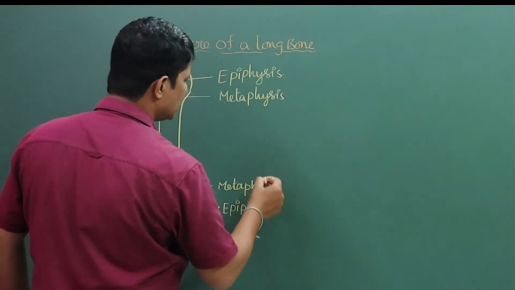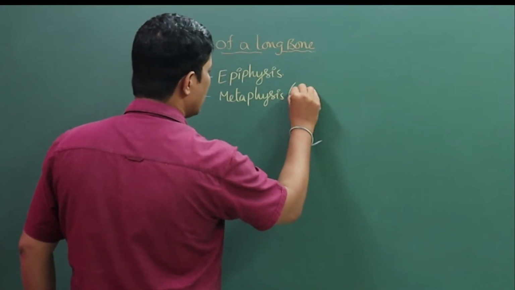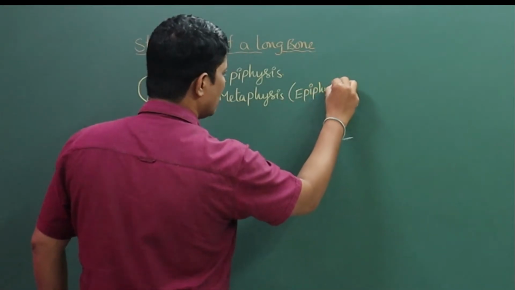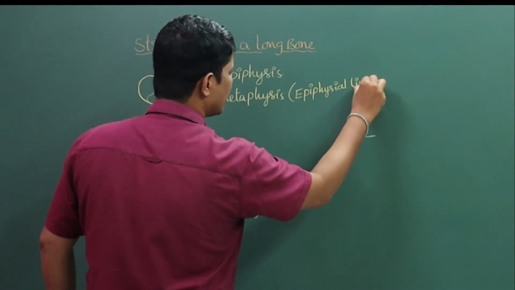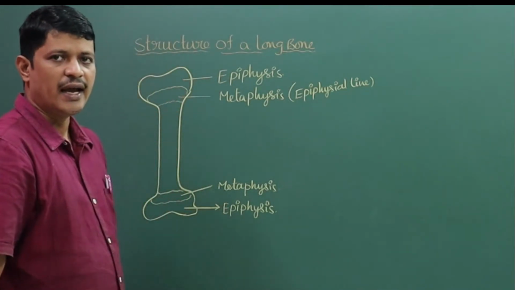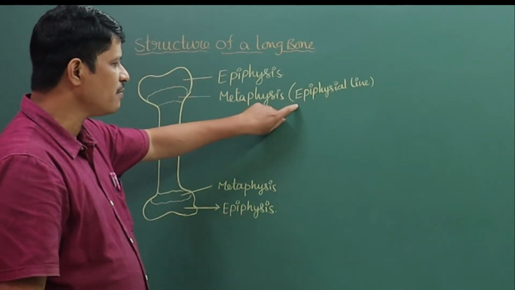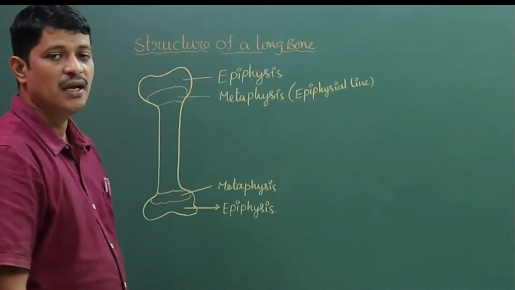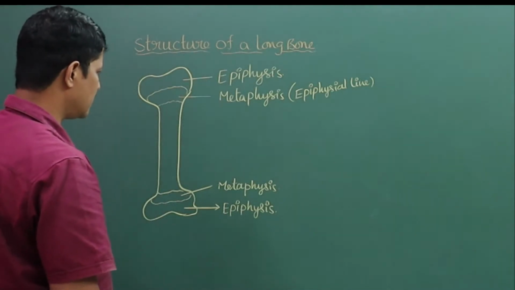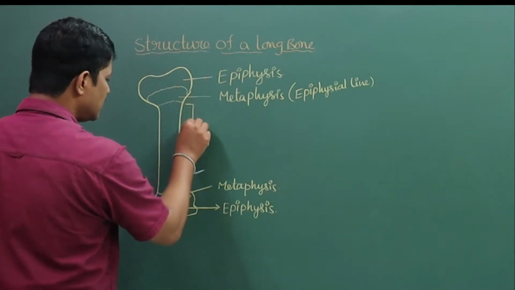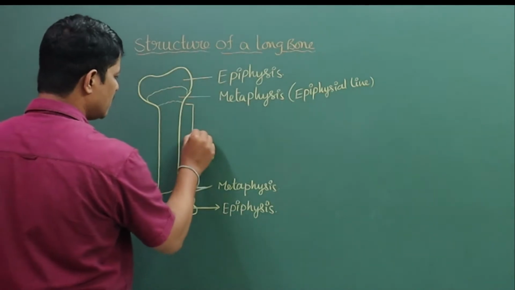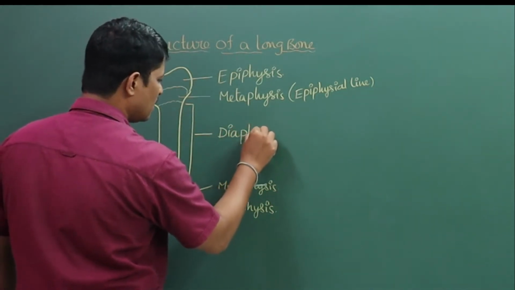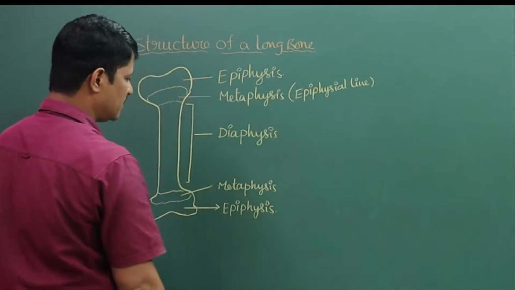This metaphysis contains epiphyseal plates, or epiphyseal lines. Due to the enlargement of the epiphyseal lines in the metaphysis, we observe the growth in this particular part, that is metaphysis. Below the metaphysis, the longest part of the bone is known as diaphysis. This is called diaphysis.